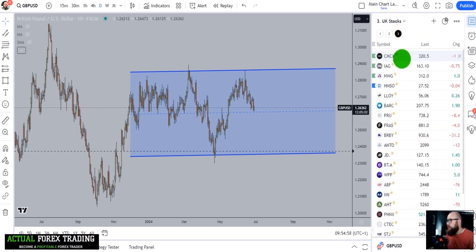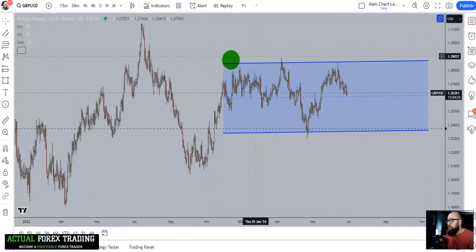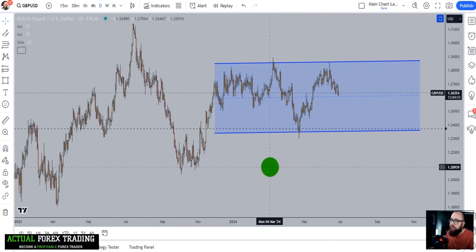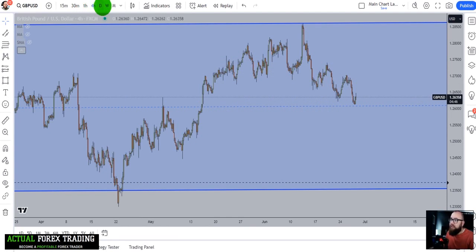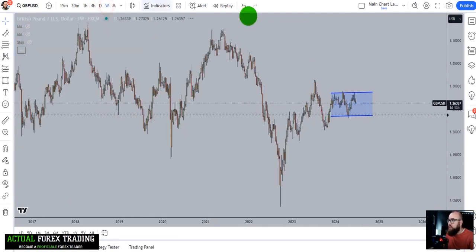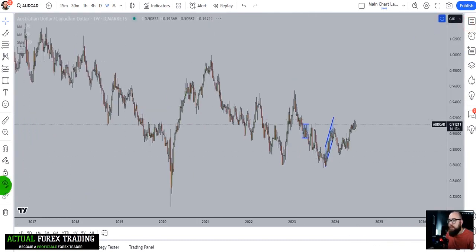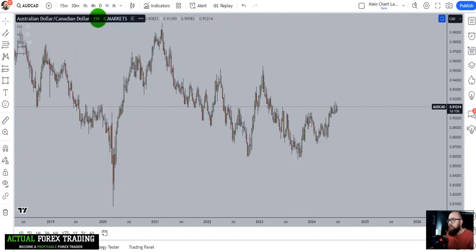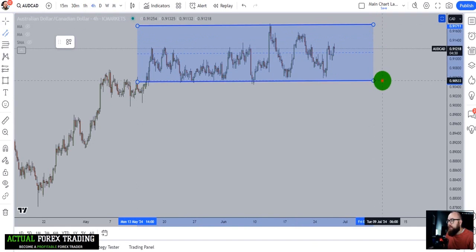Something else I will now mention is, when you're looking for direction and marking channels and looking at these swings, do so on the 4-hourly, daily, and weekly charts. Okay, so we go back to Australian dollar, Canadian dollar here, and I clear them off. If we look at the 4-hour, we can see there's a clear horizontal channel, like this.